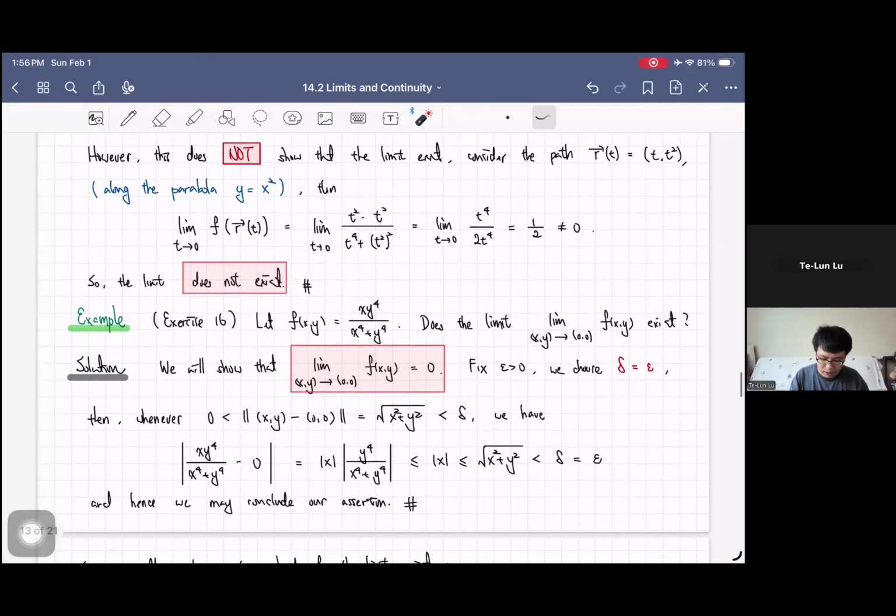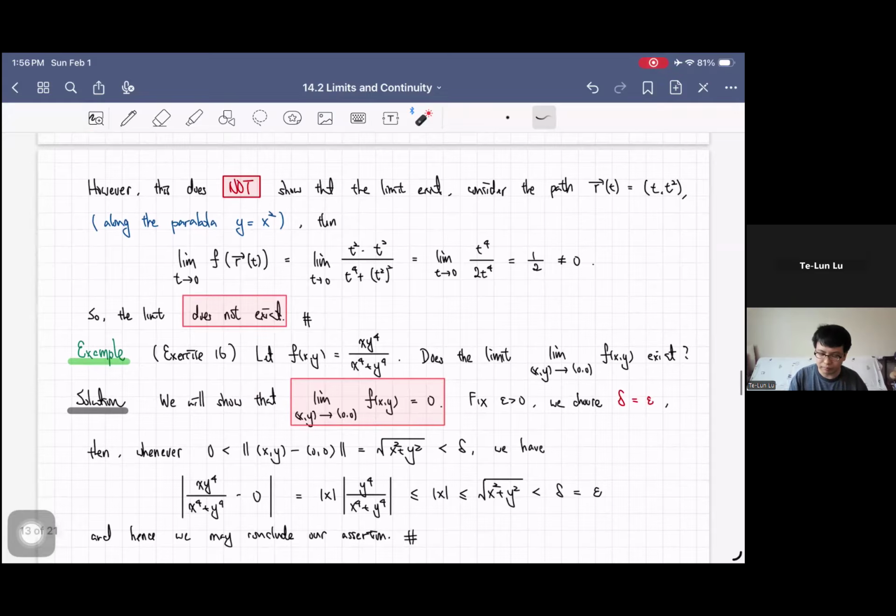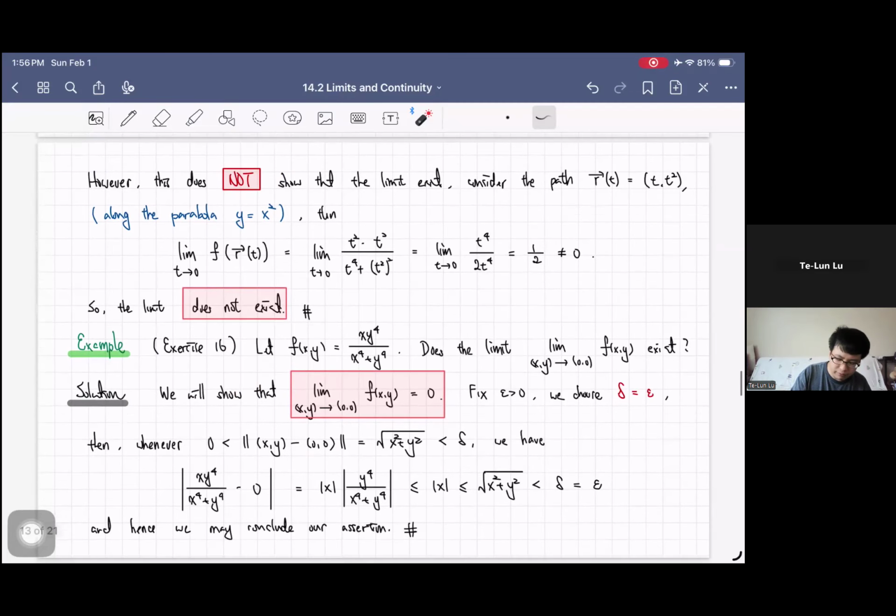So now let us prove that the limit exists. Given this function f defined with x times y to the 4 in the numerator and x to the 4 plus y to the 4 in the denominator, we want to ask whether the limit exists. Precisely, we will show that the limit actually exists and it's 0.